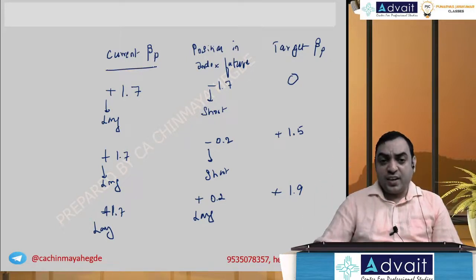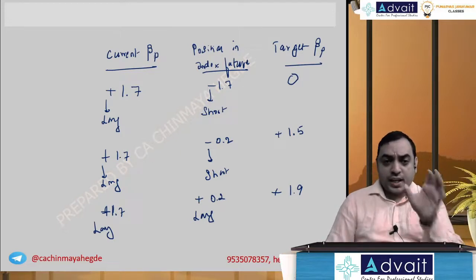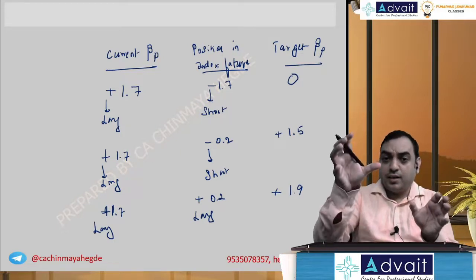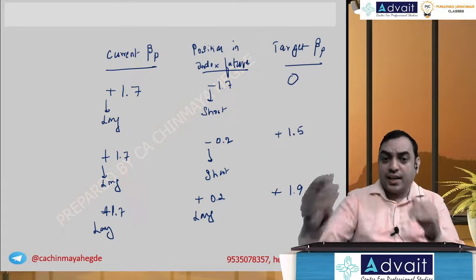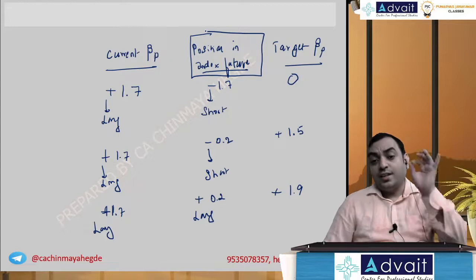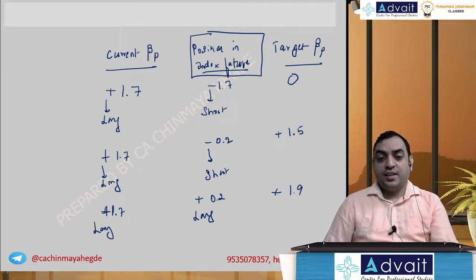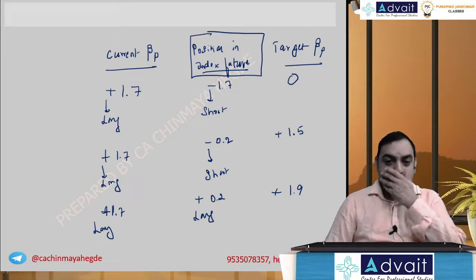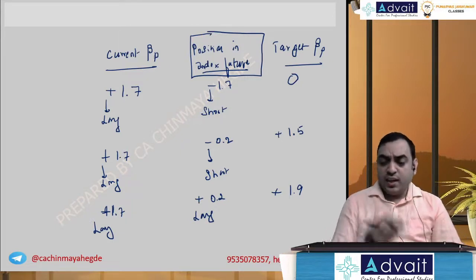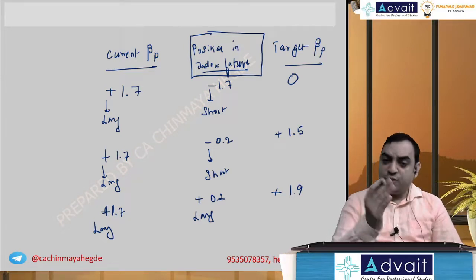Take this table somewhere. Just take it to your head. The current beta, the target beta, how I achieve my target is by taking position in index futures. The target is achieved by taking position in index futures. So take down this table quickly, then I'll go back to the previous slide and fill up the data points. I'll give a numerical also, don't worry.